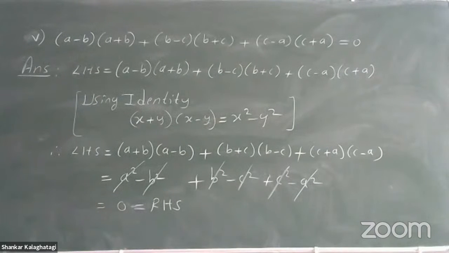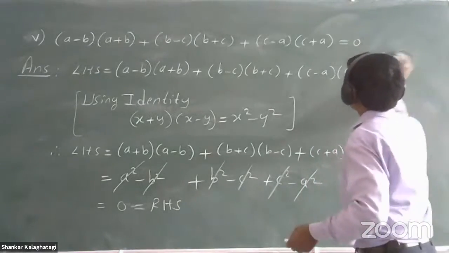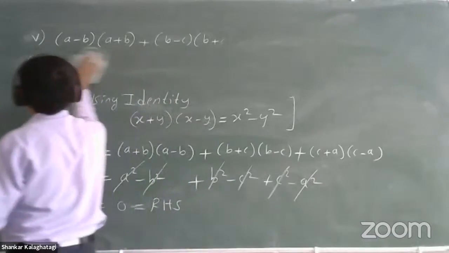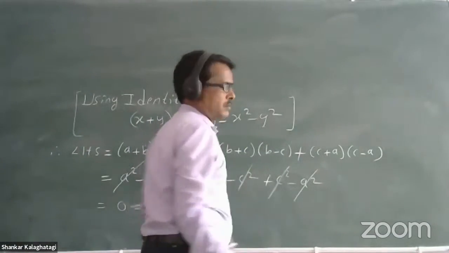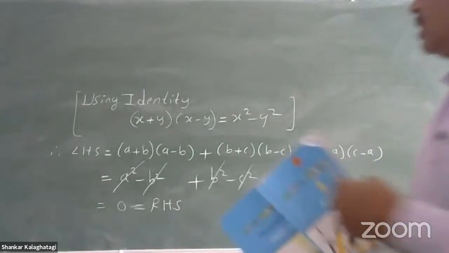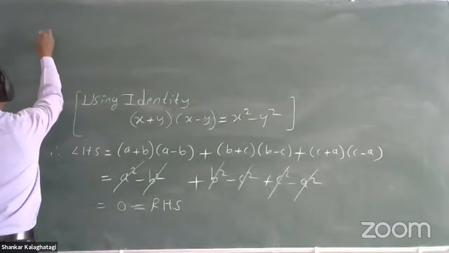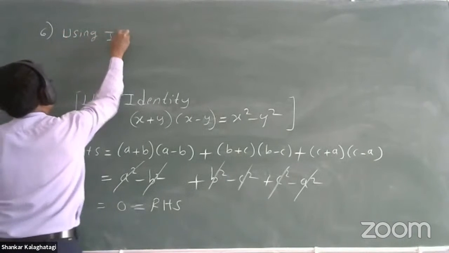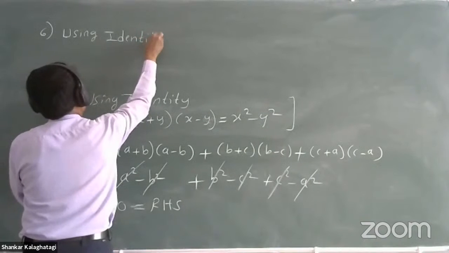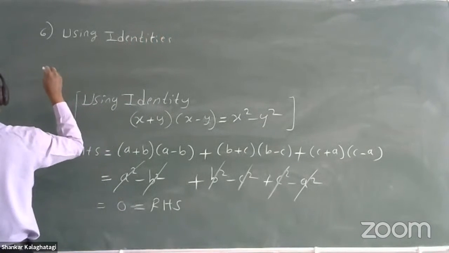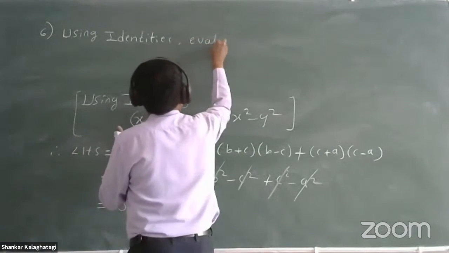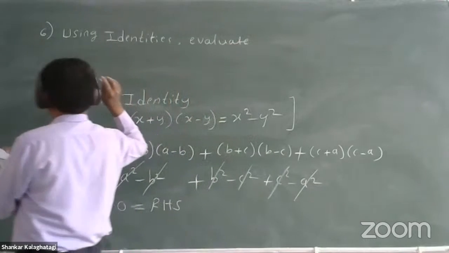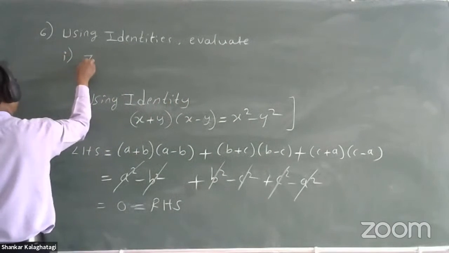Yes, sir. Problem number 6. Using identities, evaluate, means calculate. First one, 71 square.